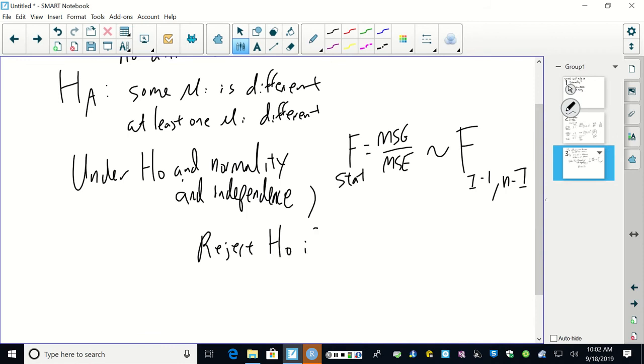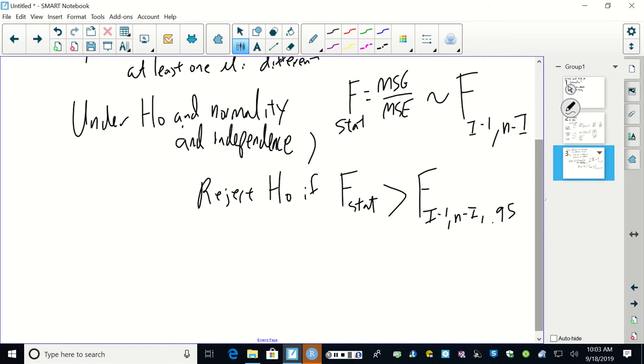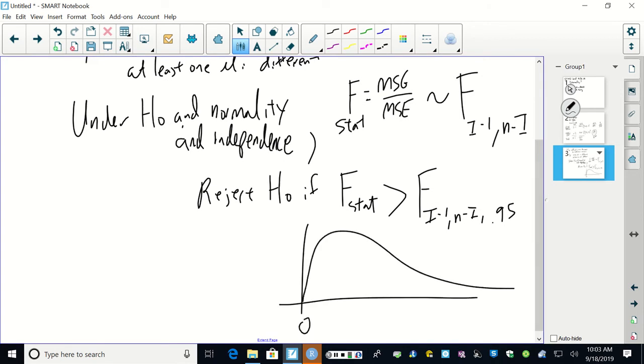If the F statistic is bigger than our F cutoff value from that distribution at the 0.95 cutoff. So if we have this F distribution that's positive, everything's squared, and our F statistic ends up out in this tail, our rejection region, accounting for our degrees of freedom and its shape, then we reject. And that's the basic thing.